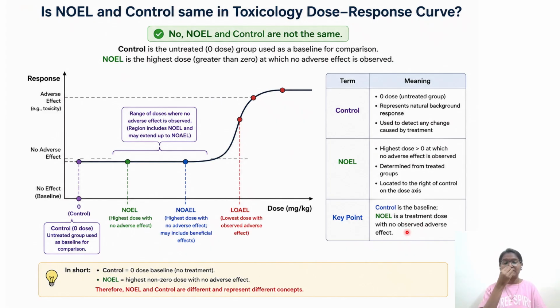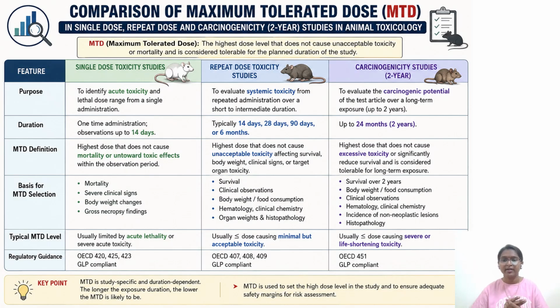So from this, we will understand that NOAEL and control are different and represent different concepts. This is the take-home message that you have to remember. This will be very useful in the case of risk assessment whenever you're doing literature search. Very quickly, I will not explain too much over here because till now dose response curve, NOAEL, control, the NOAEL we have understood.